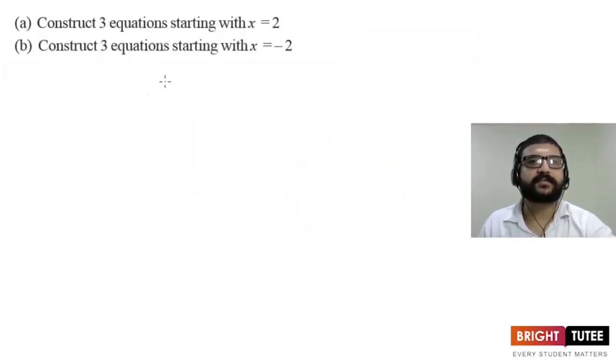Now let's see the next question, in which we have to construct equations. Solution is already given to us. In the previous questions what we did, equations were given to us, we have solved them and we had to find the solutions. But this time we are going in a reverse path. So let's see what is the first question here. The question is, construct three equations starting with x is equal to 2. So let's start with x is equal to 2.